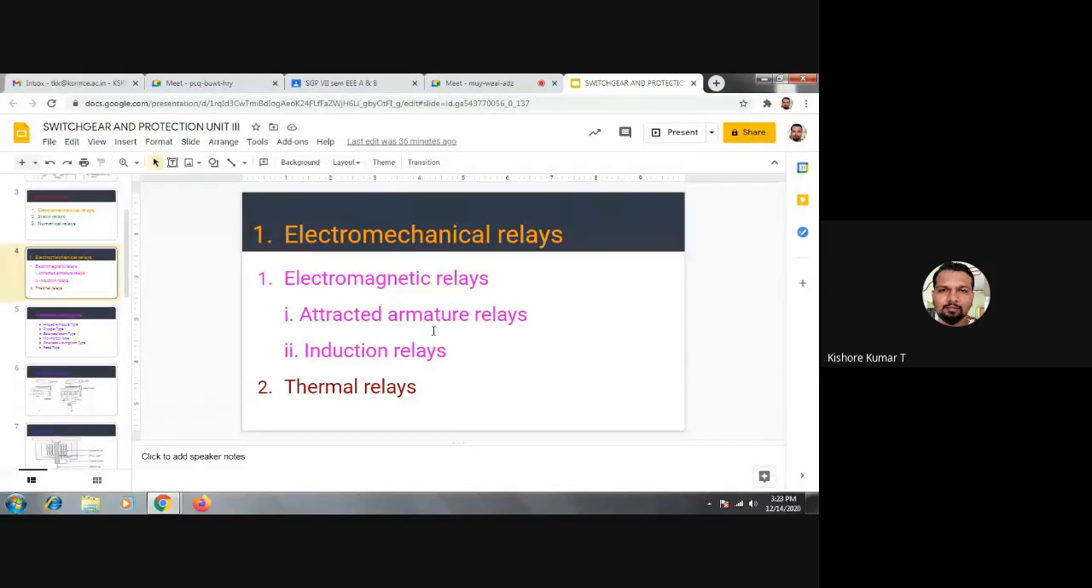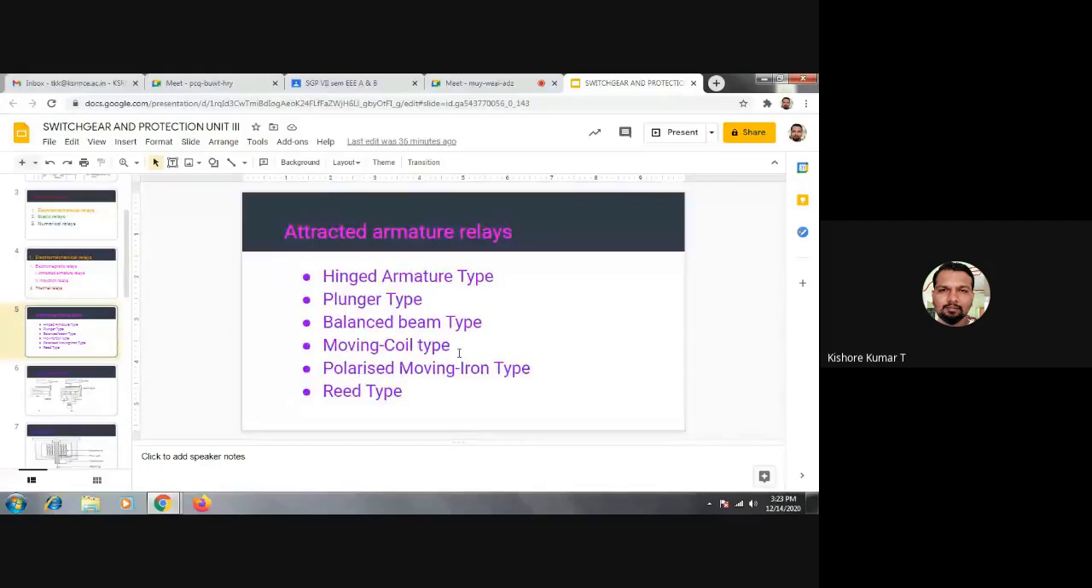So in electromagnetic relays, we had gone through attracted armature relays. In these attracted armature relays, we already completed hinged armature type, plunger type, balanced beam type, moving coil type, polarized iron type, and reed type. So these are the types of relays which were classified as a sub-classification for attracted armature relays.